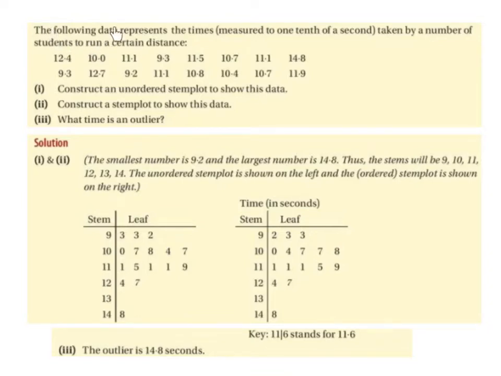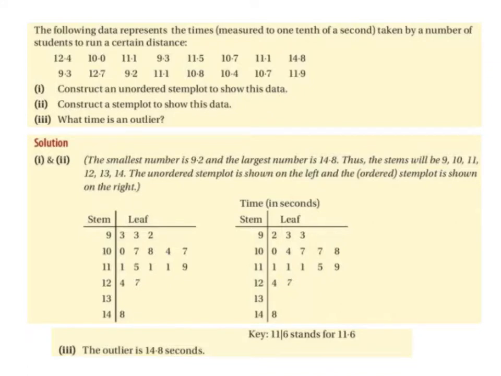The following data represents the times measured to 1/10 of a second taken by a number of students to run a certain distance. 12.4, 10.0, 11.1, 9.3, 11.5, 10.7, 11.1, 14.8, 9.3, 12.7, 9.2, 11.1, 10.8, 10.4, 10.7 and 11.9. Part 1. Construct an unordered stem plot to show this data.